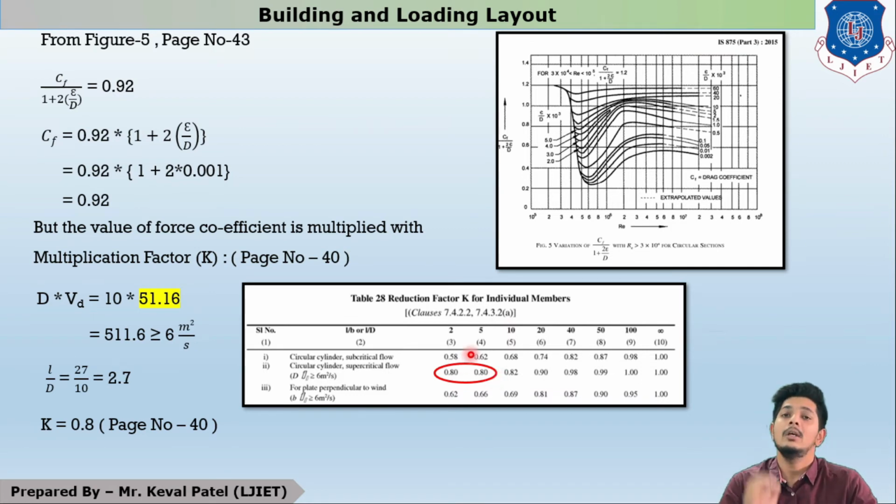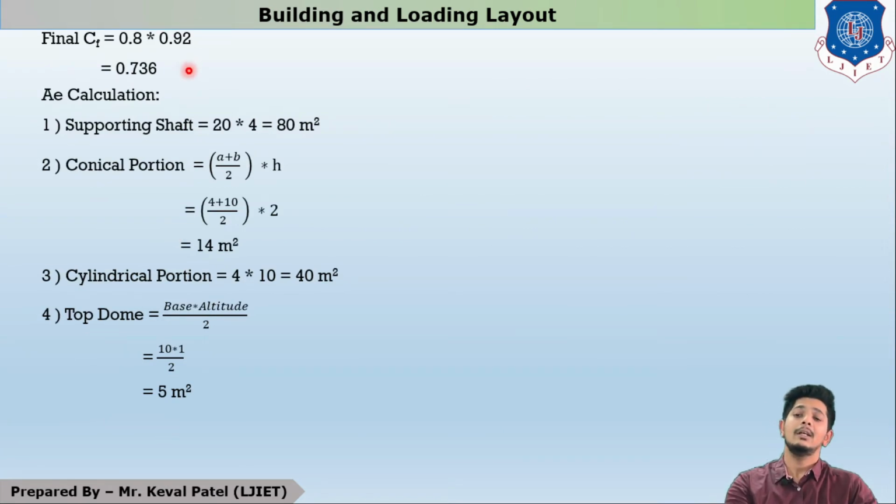So 2.7 will be obviously K will be 0.80. So I got my K value, which is a reduction factor, is 0.8. So CF into 0.8 will give me 0.736. It is a final CF. I can take it into calculation now.